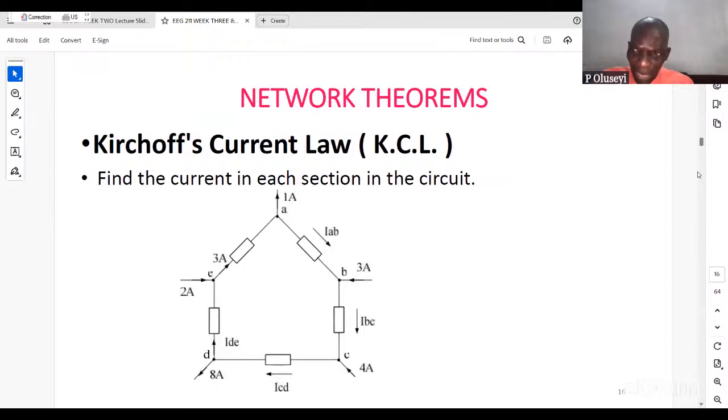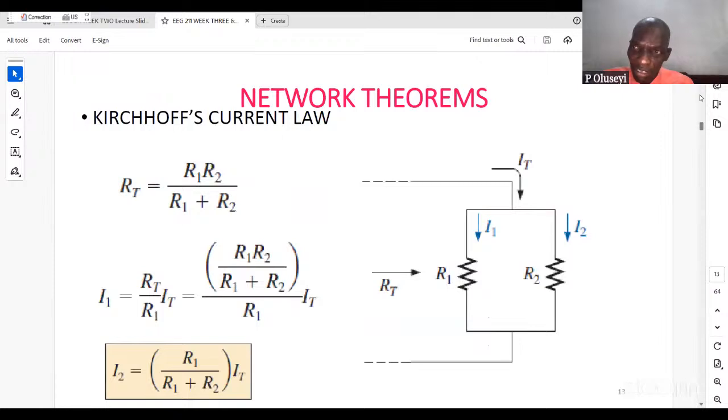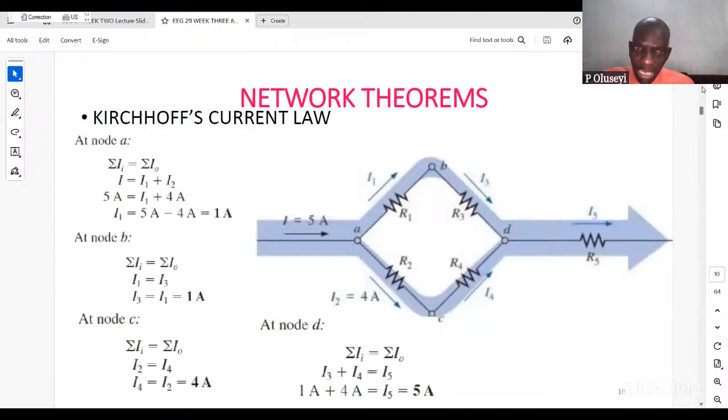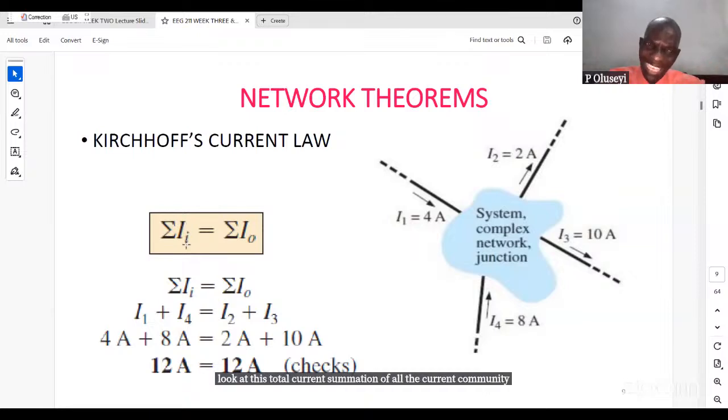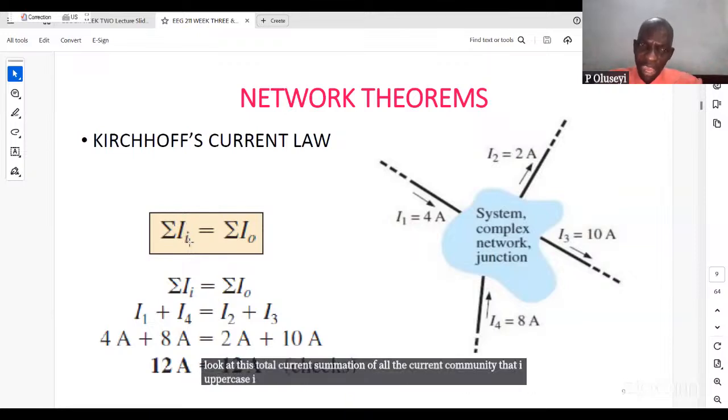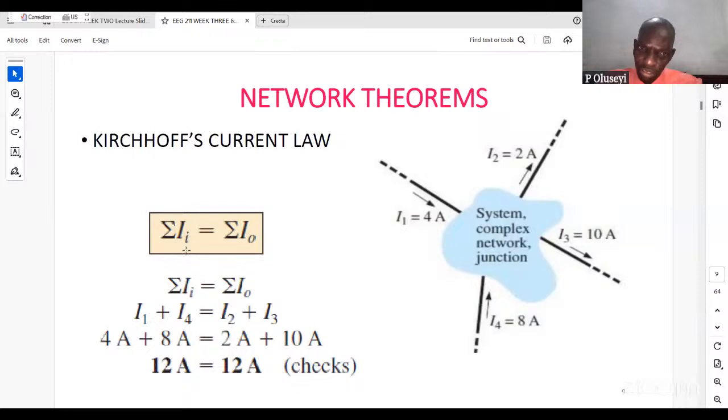I can still show it to you under KCL. Sorry, I think I have passed it. Under KVL rather, KCL. Look at this. The summation of all the current coming in, that's I, subscript I, means in. The summation of all equals the summation of current I subscript O. That O stands for output. So total current coming in equals total current going out.